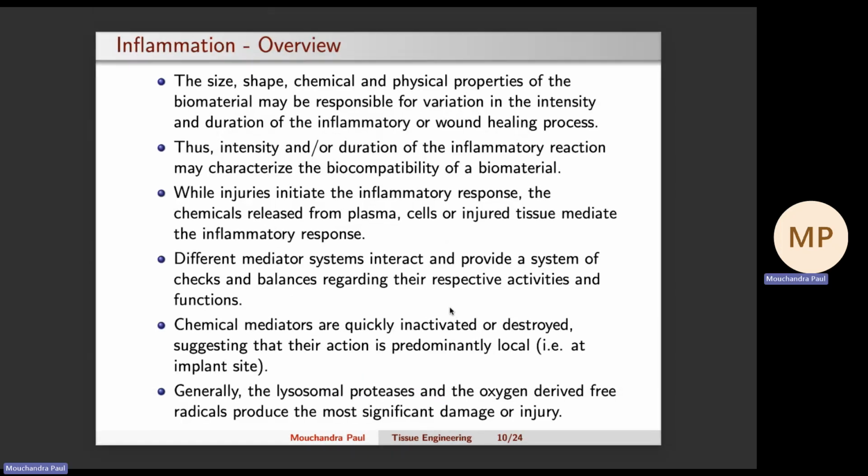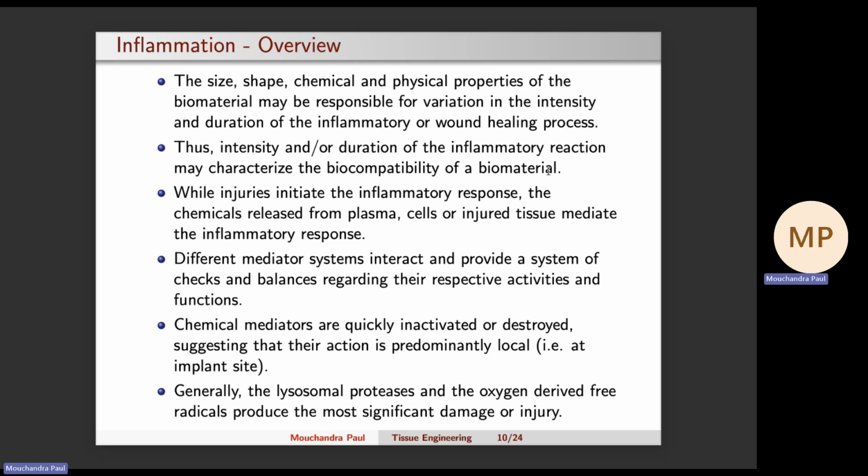So just quickly, we'll go through these points. The size, shape, chemical, and physical properties of biomaterial may be responsible for the variation in the intensity and the duration of inflammation or wound healing process. Seems easy, right? The intensity or duration of the inflammatory reaction may characterize the biocompatibility of the material.